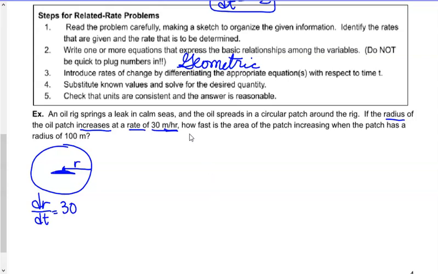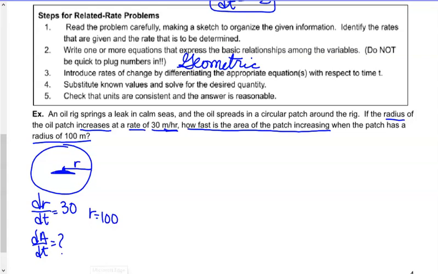Now, it is asking me how fast the area is increasing. So that is the rate of change that we are looking for. We're going to call that dA over dt. And I want to know what that is when the patch has a radius of 100. So here, r equals 100. So that's all the given information and all the pieces that we need to find.